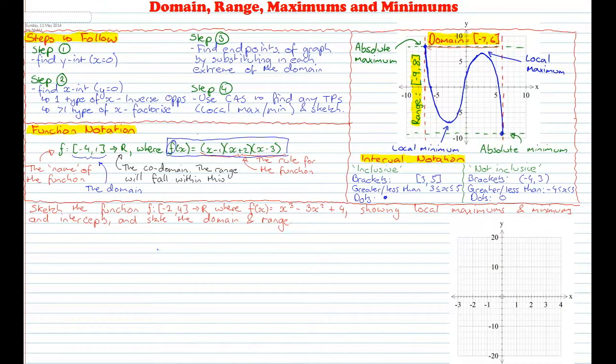Okay, so it's now time to press pause and attempt the following question, that is, sketch the function f for the domain -2 to 4, giving any real value for the codomain, where f of x is equal to x cubed minus 3x squared plus 4, showing local maximums and minimums and intercepts, and state the domain and range. Remember when you're done to press play so you can check your answers out against mine.